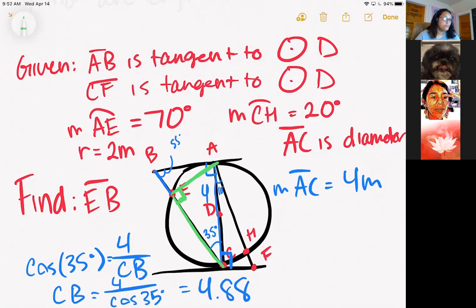Wait, why is it a right triangle? Because AC is the diameter. So would EAC be 55 degrees? Mm-hmm. Wait, so then you can literally just use trig to find BE. Yeah. So let's find CE real fast. How do I find CE?